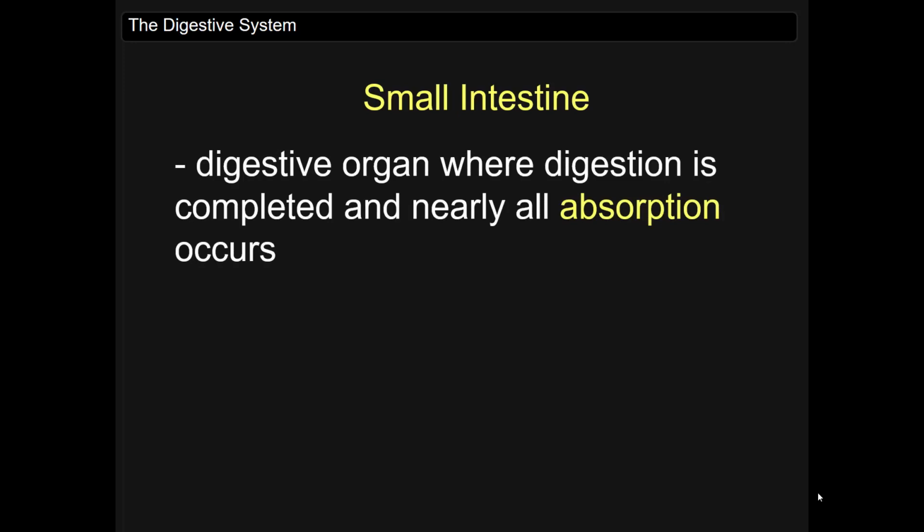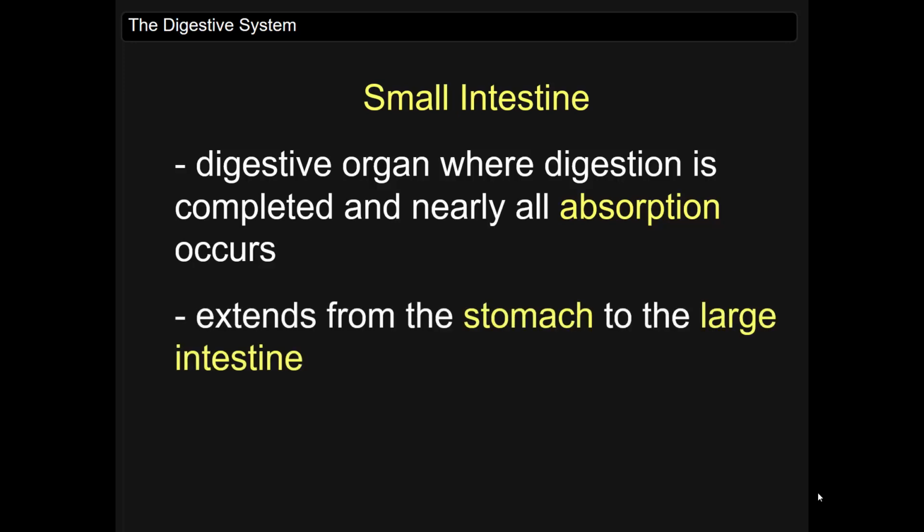So the small intestine, we tagged it and asked function. The big word you should think for small intestine is absorption. Yes, some absorption can happen in your mouth, some can happen in the stomach, but the big place that absorption takes place is the small intestine. All right, so digestion's being completed there. We're going to absorb lots and lots of nutrients in the small intestine.